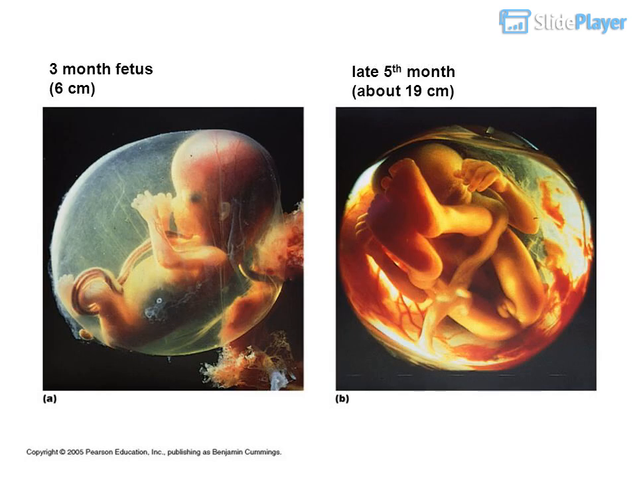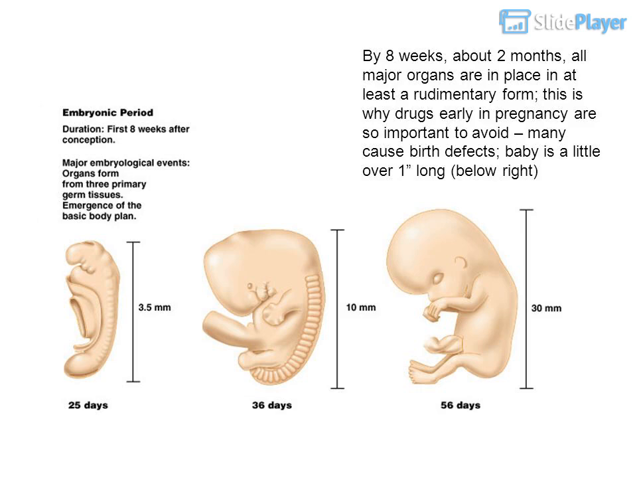Month 3, month 5. 3-month fetus, 6 centimeters. Late 5th month, about 19 centimeters. By 8 weeks, about 2 months, all major organs are in place in at least a rudimentary form. This is why drugs early in pregnancy are so important to avoid. Many cause birth defects. Baby is a little over 1 inch long, below right.